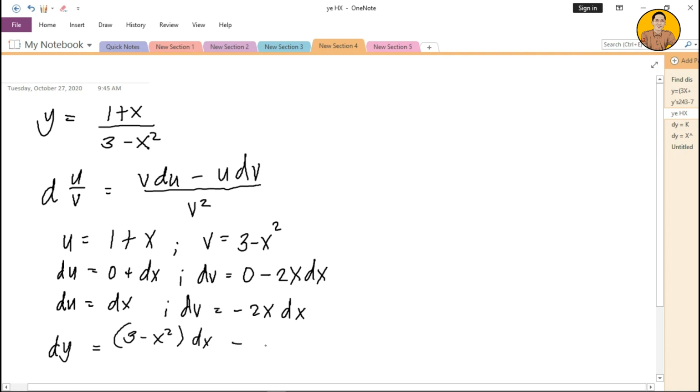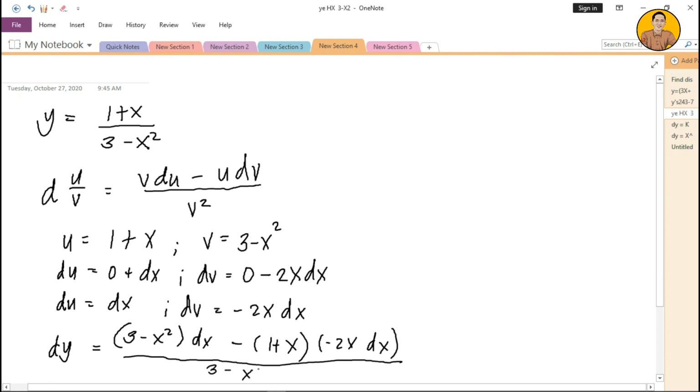Okay, then we have here minus u, substitute natin yung u, that is 1 plus x. So the differential of v is negative 2x differential of x. So this is all over v squared. So v natin is 3 minus x squared. So 3 minus x squared, the quantity squared. So that is v. Then you raise that to 2. So squared. Then we just simplify this. So divide both sides by differential of x. So this becomes differential of y.